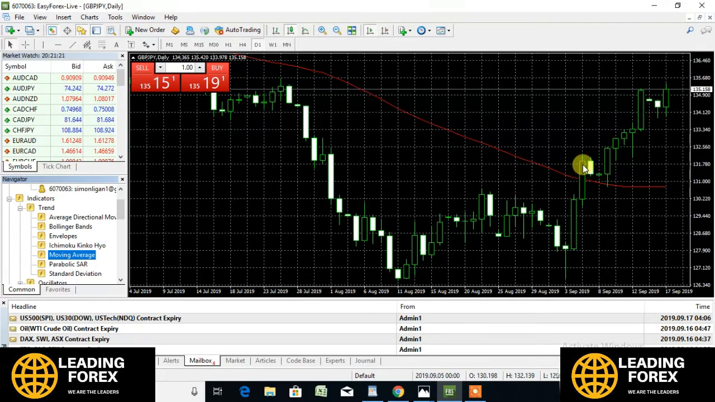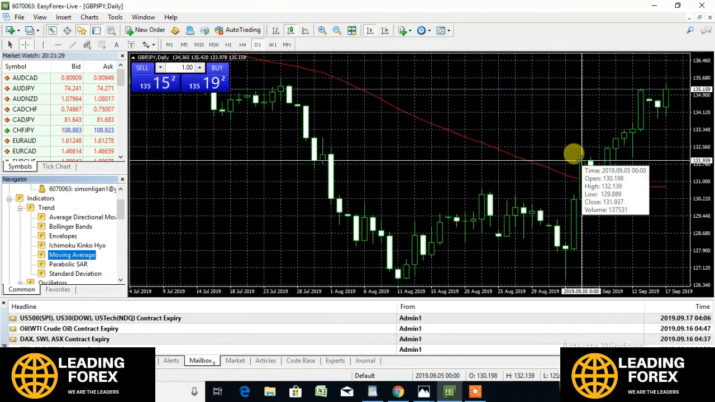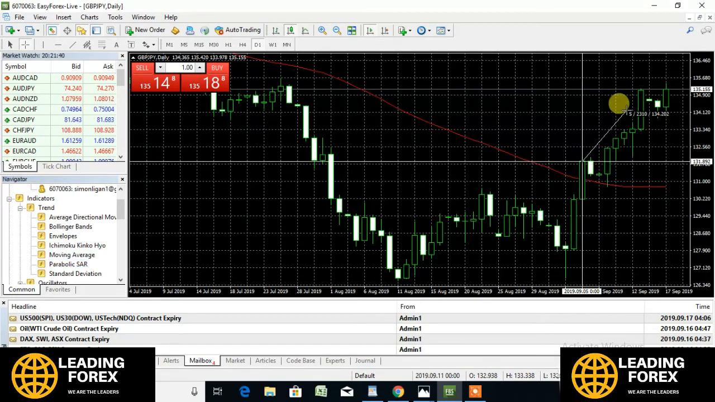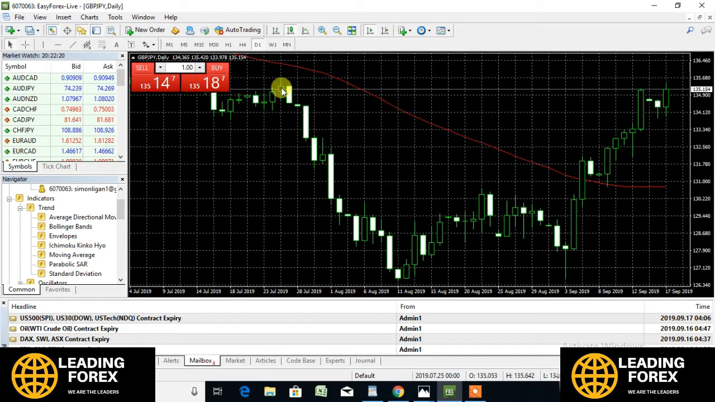Supposing you entered a buy after it crossed this 50 moving average, how many pips do you think you would have made? Just calculate it yourself. Let's say the candle closed here, and after it closed you entered the market, buy, because it crossed the 50 moving average. Let's see how much you would have made. Currently, it is here. You would have made almost 300 pips, roughly 330. Can you imagine?